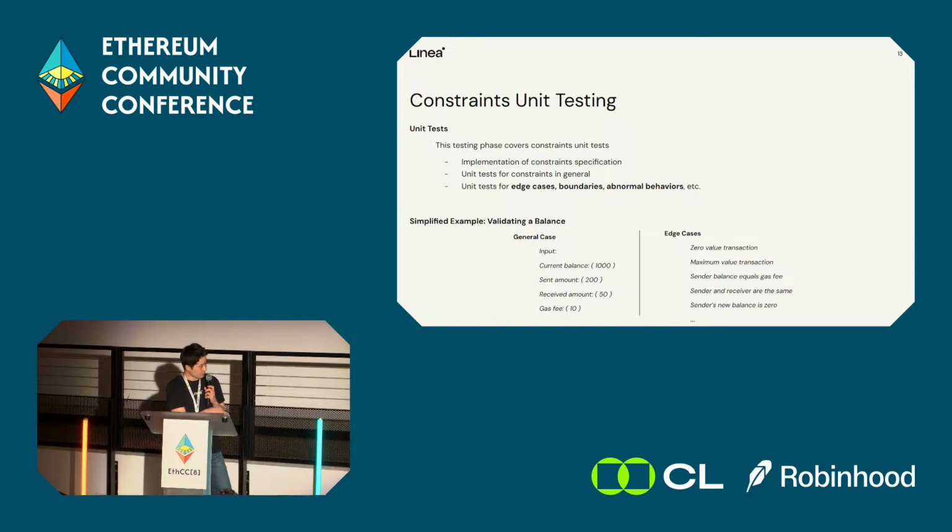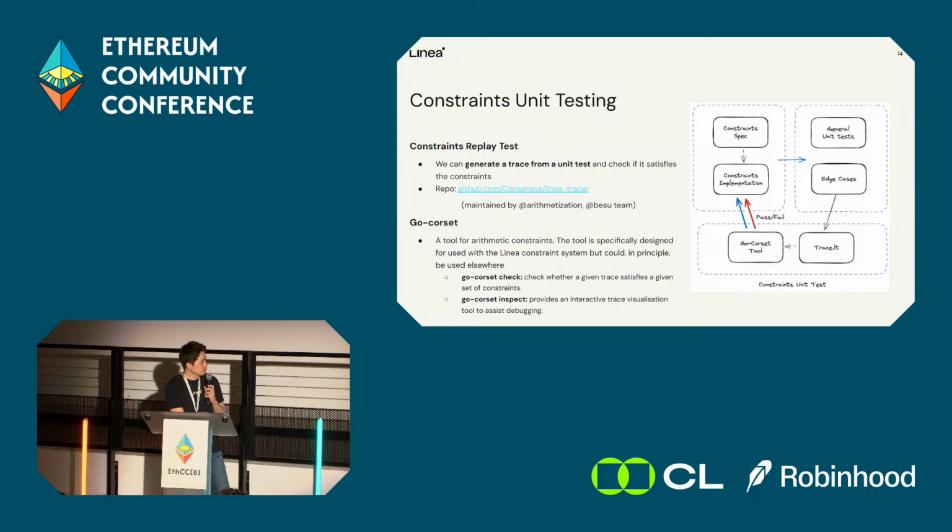For example, on the left side, we have a general case unit test, where you check for a valid balance. You can spend some balance or amount, gas, something like that. But the edge cases will cover zero value transactions or maximum value transactions. In reality, you won't see these that often. But for testing, we are covering all of these edge cases as much as possible.